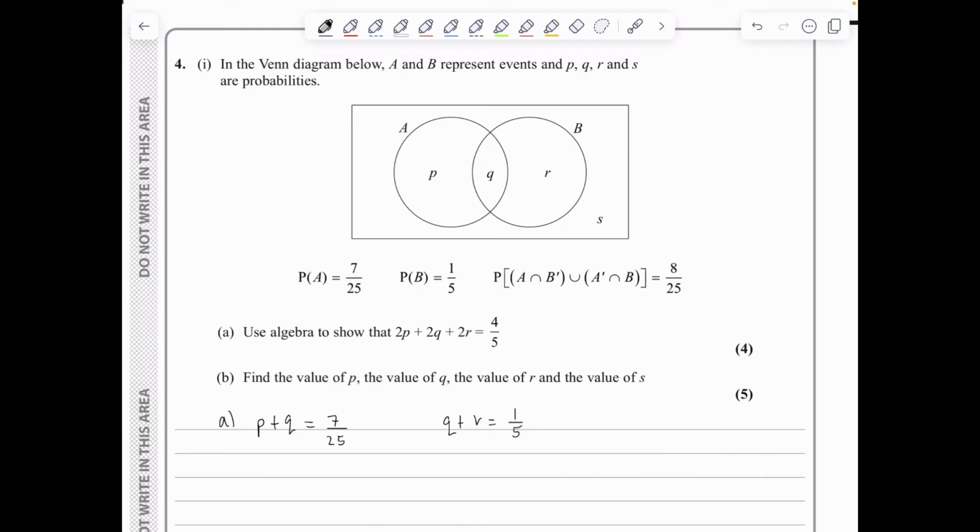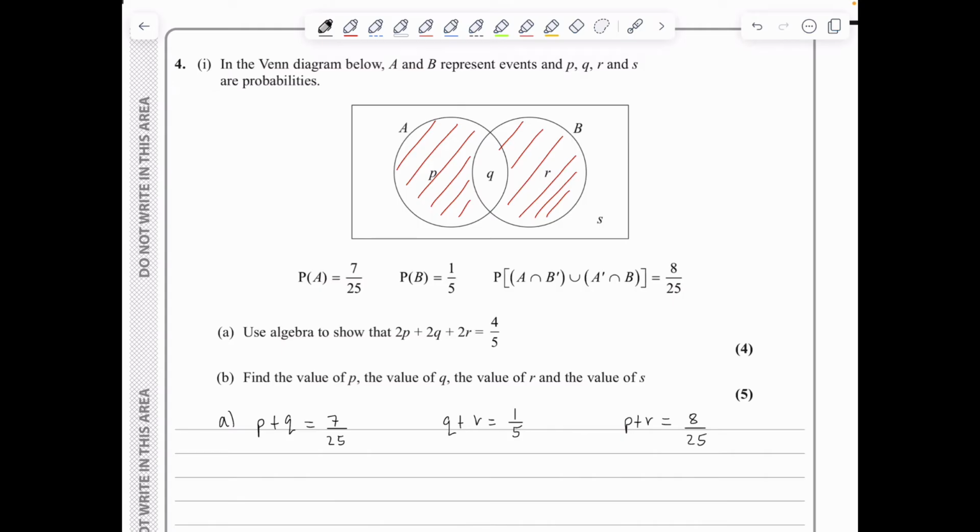And finally, let's consider this expression here. A intersection B dash means in A and outside of B, which is this part here. And A dash intersection B means I have to be in B, but not in A, so it's the only B part here, which means that P plus R is equal to 8 over 25.